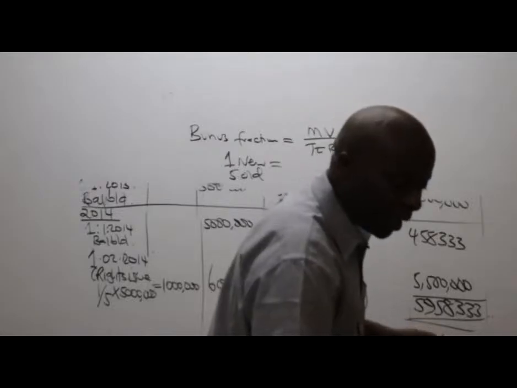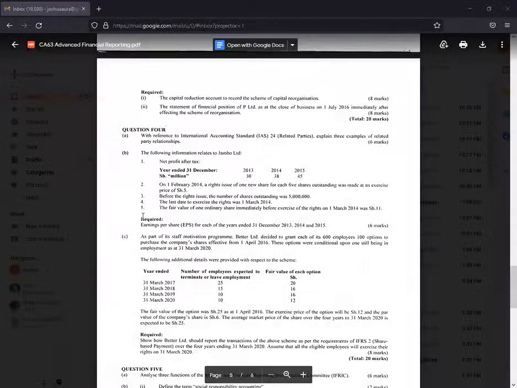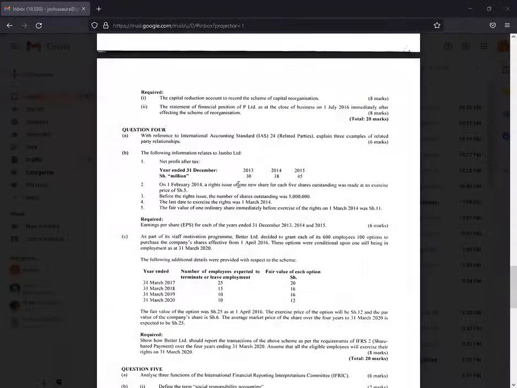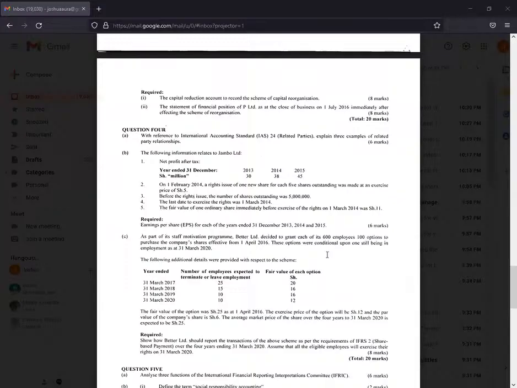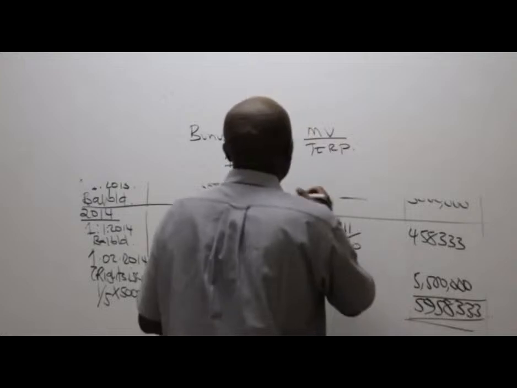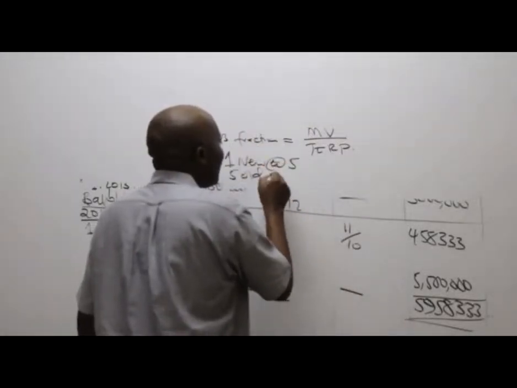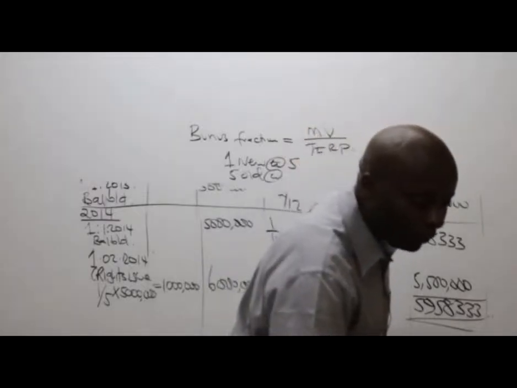So when we read here, ladies and gentlemen, they have told us on 1st February 2014, a rights issue of 1 new share for each 5 shares outstanding was made at an exercise price of 5. So the rights price is 5. So 1 new at 5 bob. So this 1 new is at 5, and then the 5 old shares, each one of them was going for 11 bob.